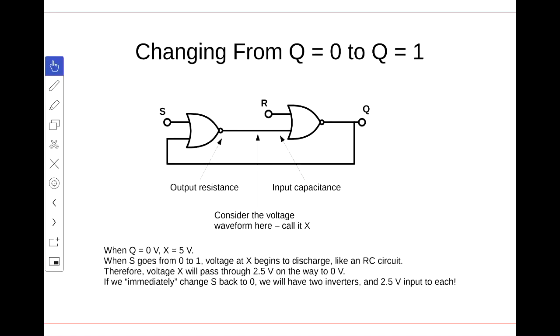So we start off with S 0, R 0, Q 0, that means that this guy's a 1. In fact, let me now label them not digitally but with a voltage. So this will be 5 volts here. The other piece of information we need to keep in mind is that the input to this logic gate looks like a capacitor, and the output of this logic gate looks like a resistor. We want to keep that in mind as well.